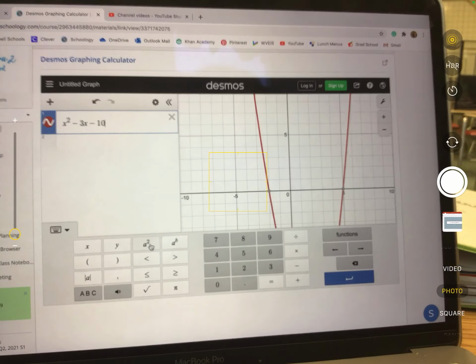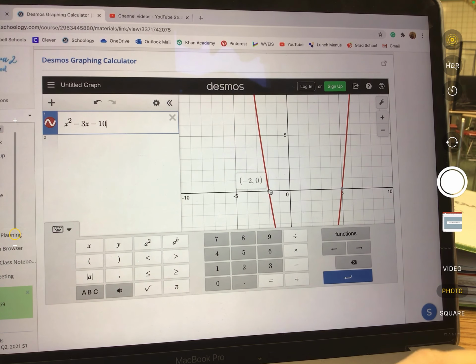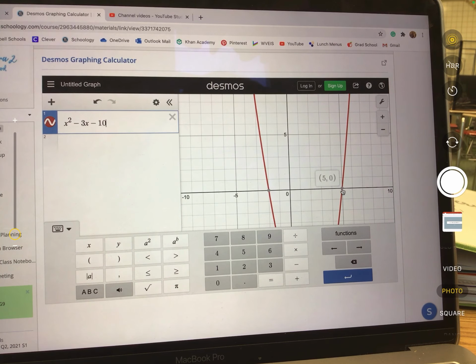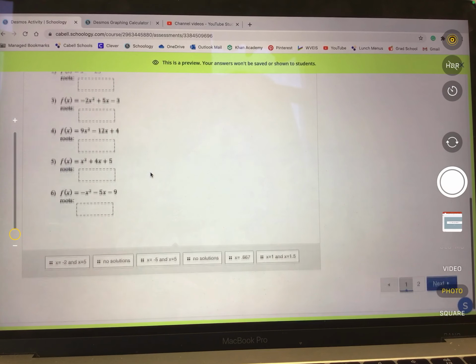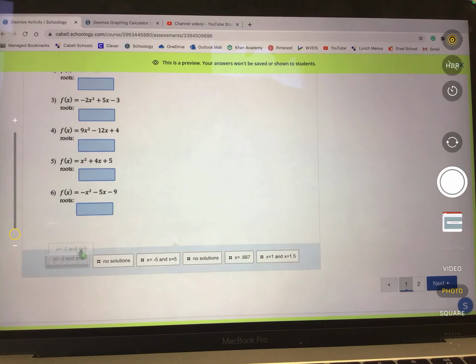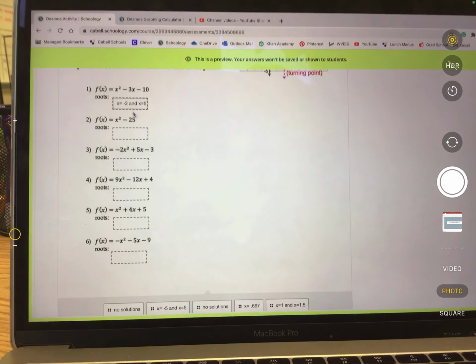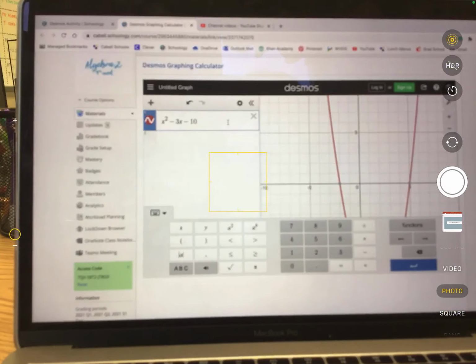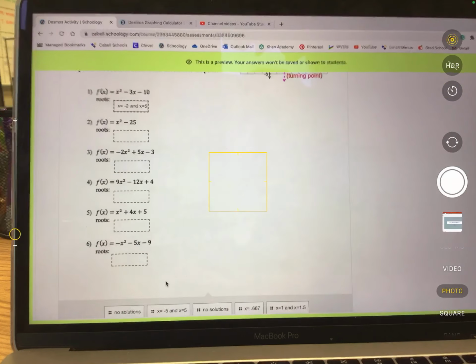So let's see where these zeros are. It looks like this one's at -2. You can put your cursor over and see where it is, -2. And this one is at +5. So let's go back. -2 and +5. It's right there. So that is the answer to number 1. So that's all you have to do for the first part, is literally just go back, backspace, graph another one, and match it up.